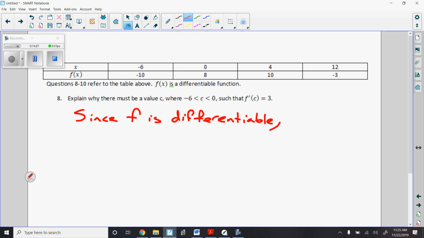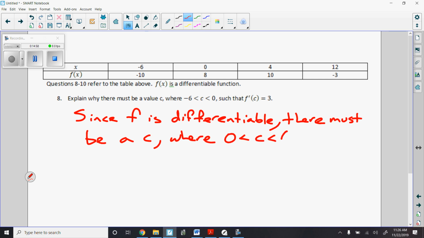Okay. Now I'm just going to restate the prompt here, and I'm trying to show that f prime of c does equal 3. I have to show that using my equation, f of b minus f of a over b minus a. And if I can do that, then I can say that this is true because of the MVT. Okay. So since f is differentiable, there must be a c. Oops, I wrote that wrong.